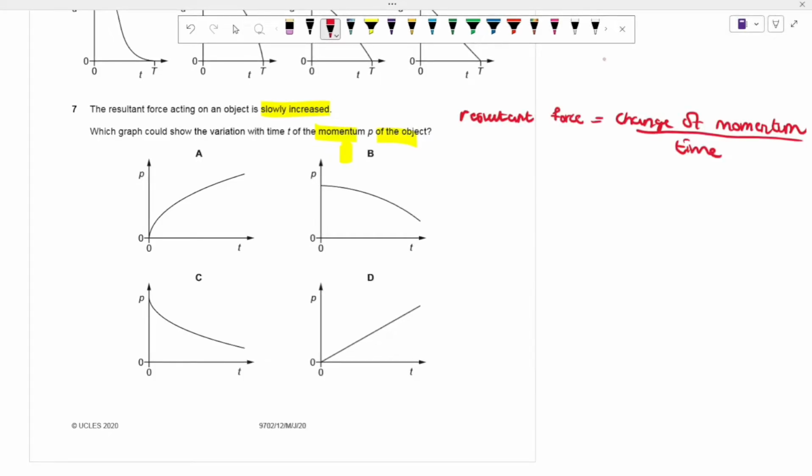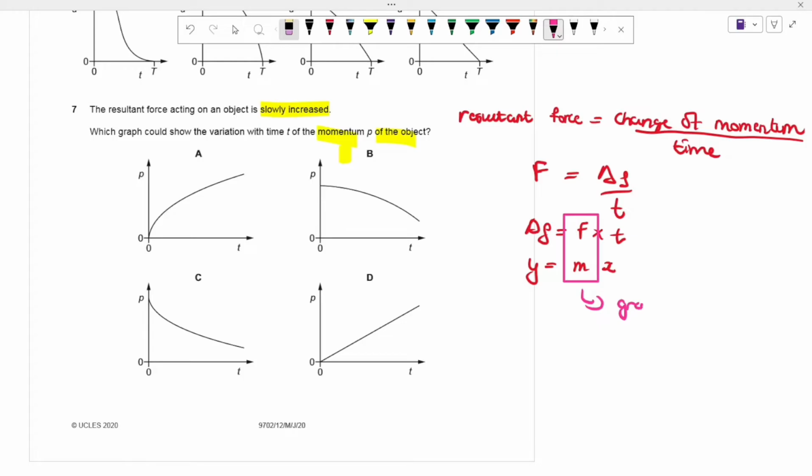Basically, the resultant force is the rate of change of momentum. So it's the change of momentum divided by the time taken for that momentum to change. So essentially, the resultant force F will be equal to your change in momentum divided by your time t. So your change in momentum will be equal to your force times your time t. And if you have a graph of y equals mx, you can easily see that m refers to the gradient, right? So it essentially means that F is the gradient of a graph of momentum against time.